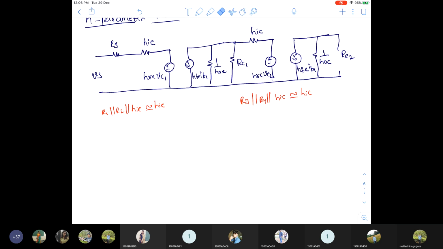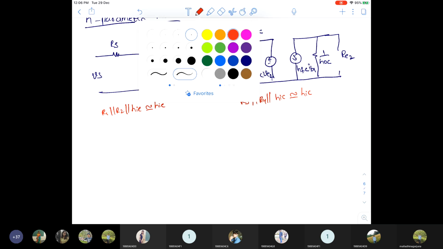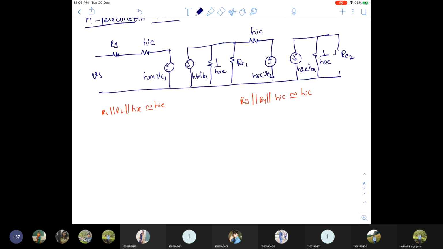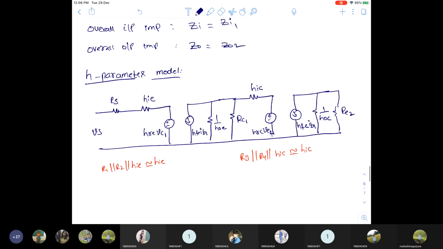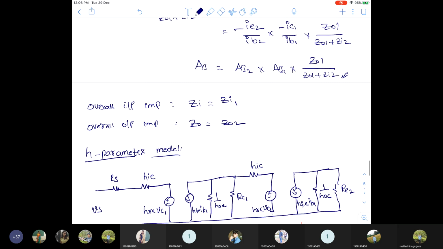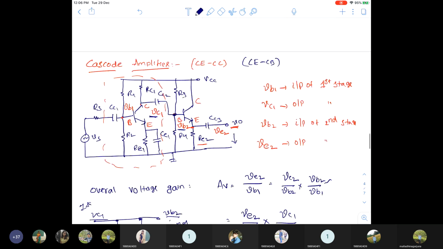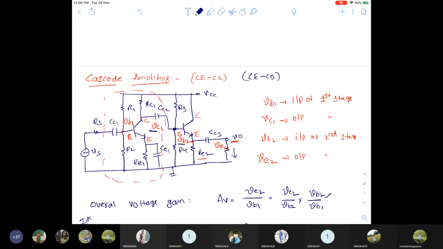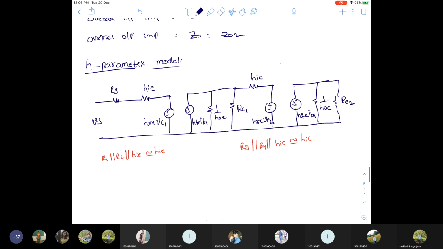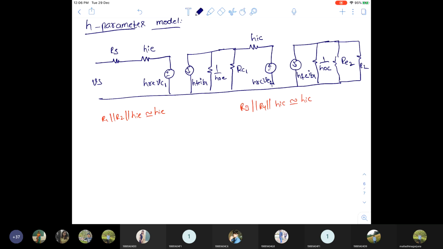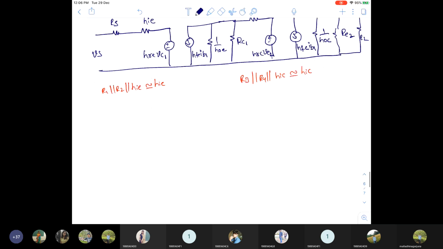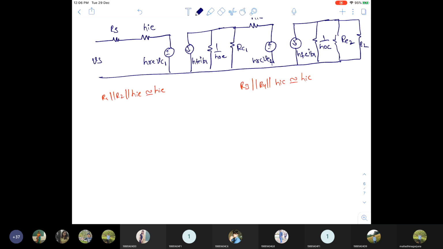So here the output resistance is RE2. Suppose you have a load resistance like this, RL, you can connect RL also here, no issue. That is RL. Okay, so now let us do this analysis for the second stage first, then we'll go back to the first stage. So, second stage analysis.